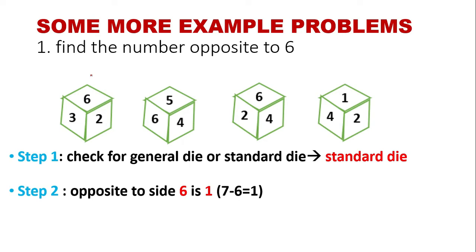If it is a standard die, we know that the opposite side of 6 is 7 minus 6, which is equal to 1. If it is a standard die, we will be able to identify it in a fraction of a second.